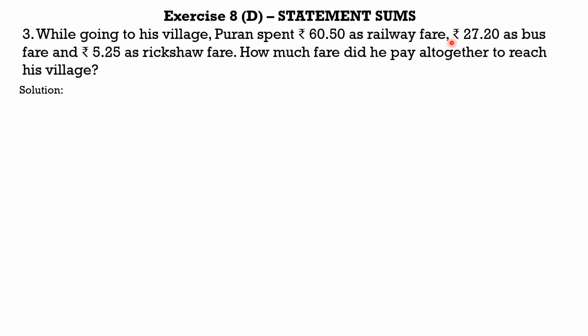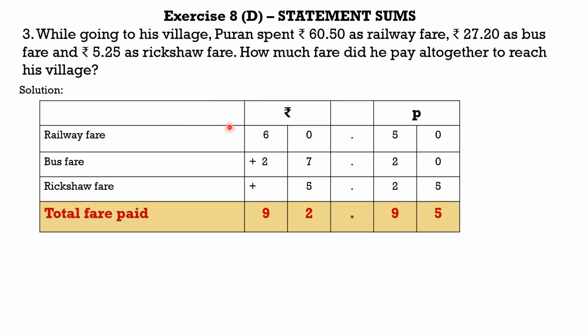So we want to find out how much he paid altogether. Altogether means we have to do the addition of the fares given to us. So let's do the addition now. Railway fare he spent was 60.50 paise. Bus fare he spent was 27.20 paise. And rickshaw fare he spent was rupees 5.25 paise. Let's do the addition. 0 plus 0 plus 5, 5. 5 plus 2, 7. 7 plus 2, 9. So 9. Bring the point down in the same way.